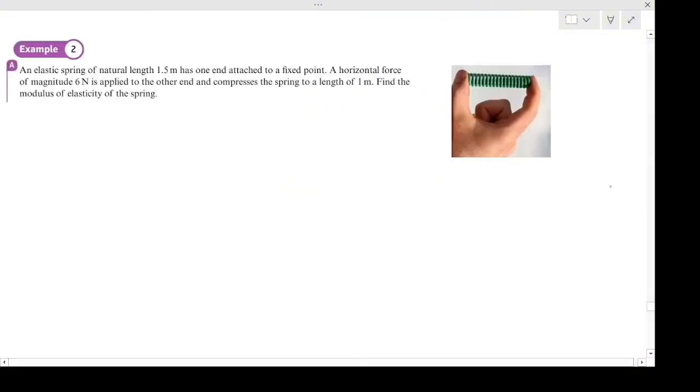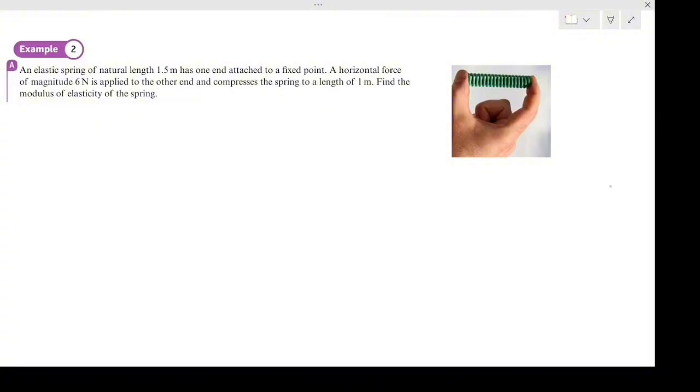Okay, so we've got this question here. We're told an elastic spring of natural length 1.5 meters has one end attached to a fixed point and a horizontal force of 6 newtons is applied to the other end and compresses the spring to a length of 1. Find the modulus of elasticity. Right, okay, so again, first we need to visualize and draw what's going on.